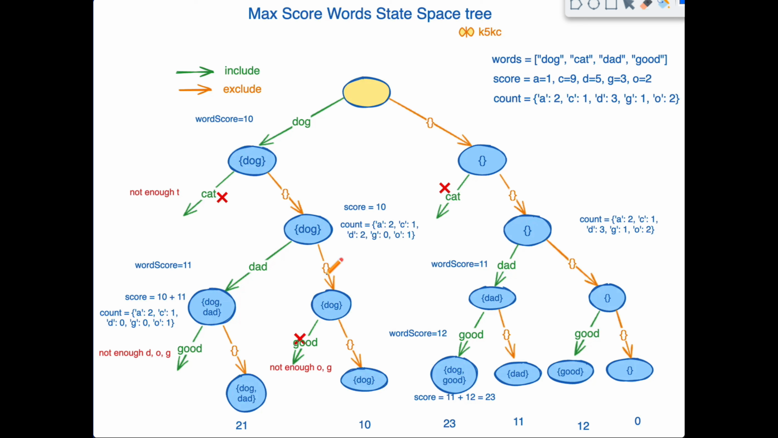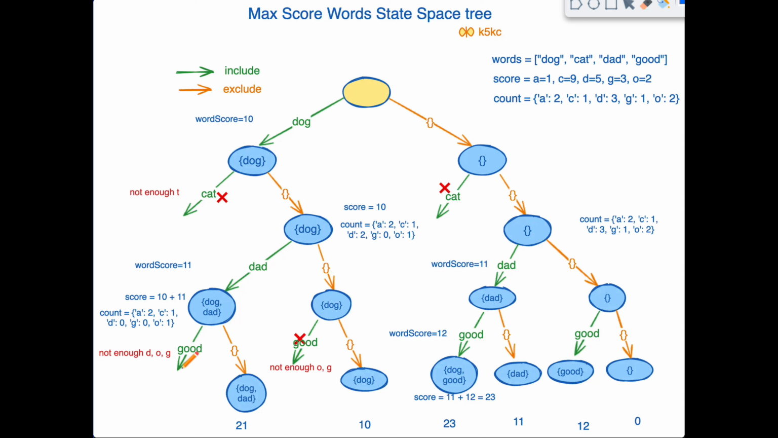Then if we don't include it, we still have dog as one of the units in the set. And similarly, we will go this path because this was empty. If we include that, our score becomes 11 and our empty set remains empty. Now we go to good, like our index, we come to the last word. So that means we will now generate our sets.